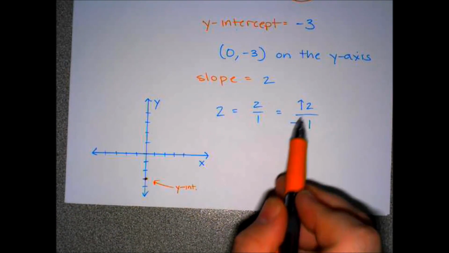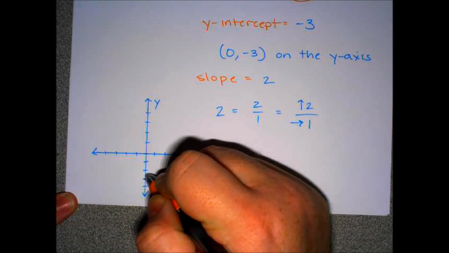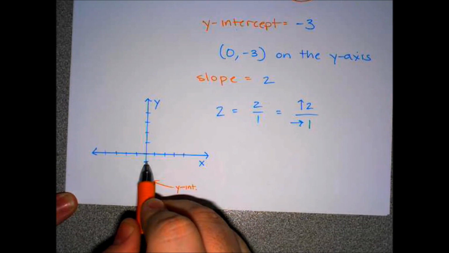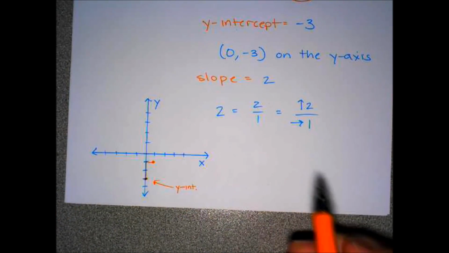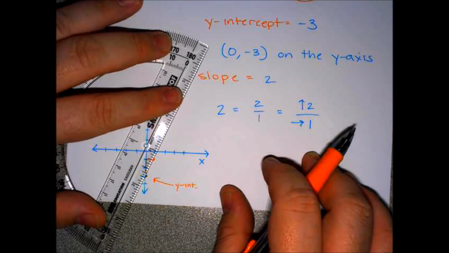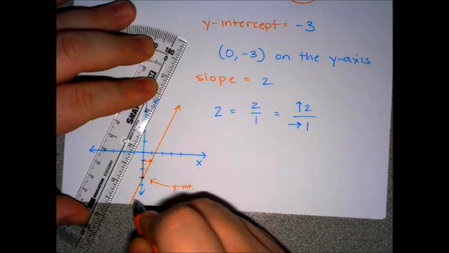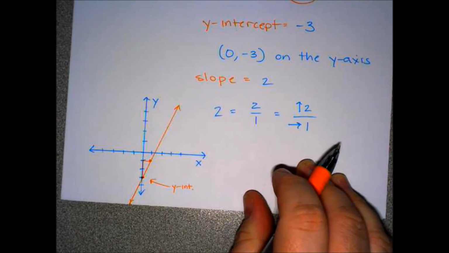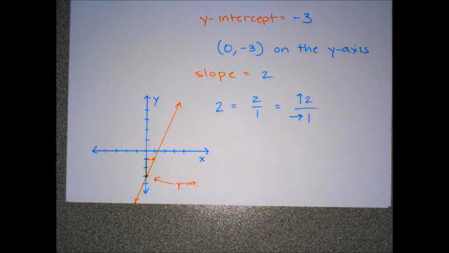Then we're going to look at the slope. Slope says it's up 2 and over 1. So slope means it goes up 2 and it goes over 1 to that point right there. All right, we found our second point. And we're going to draw a nifty little line through it. Now we've graphed the whole line.